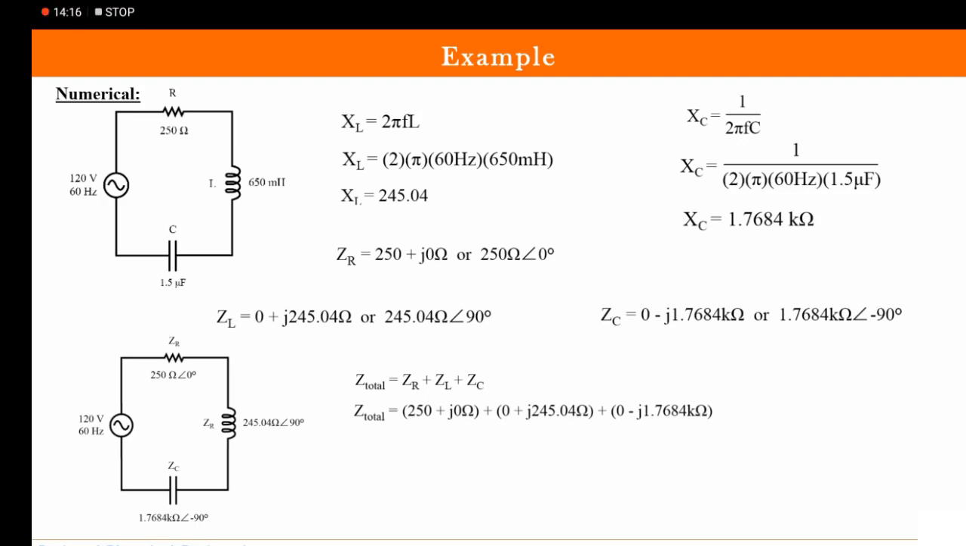So it is going to be 250 plus 0, and then 0 plus 245.04 minus 1.7684 kilo. Okay, so this is the final value of impedance. 250 plus 0 is the same. Then you have 0 plus 245.04 minus 1.7684 kilo, so that comes out to be minus 1.5233 kilo.